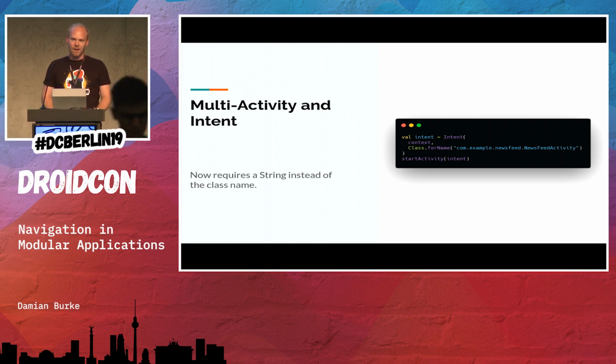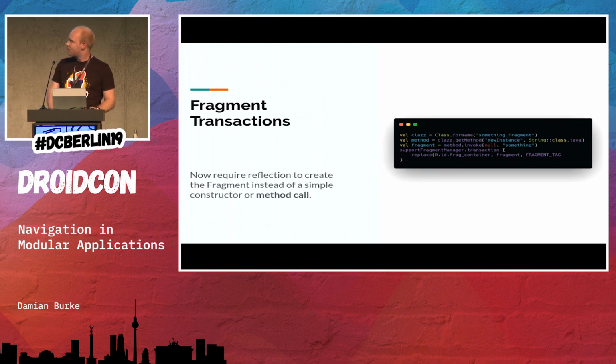So we need to add the fully qualified class name to create our intent. We need to do the same for fragments. If we want to call a static method, we need to find it first on our potential fragment class, and then we can execute it and create it.